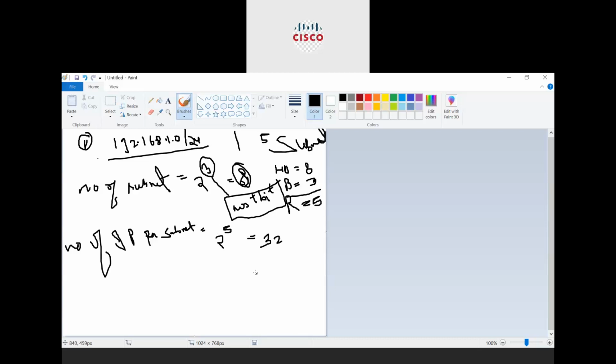So it's very simple. I have a class C network, that means 192.168.1.0/24, and I want to divide my network into 8 subnets, so I have to borrow 3 bits. It's all about borrowing host bits, because I want to increase my network bits.